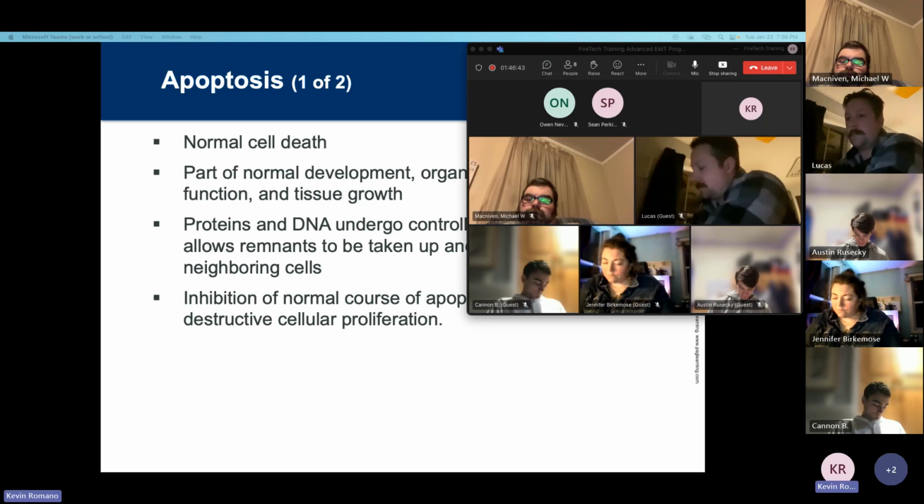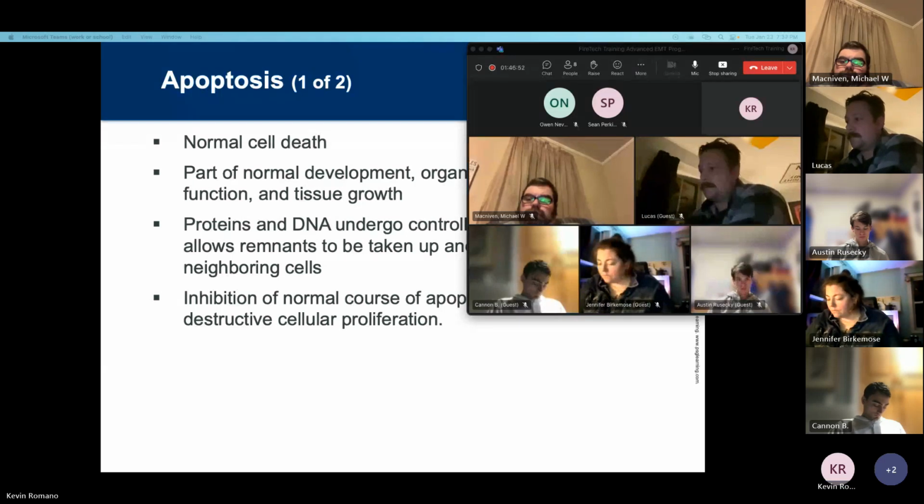Right? So areas that have undergone apoptotic death do not show any evidence of inflammation at all. Let's see what else. This can also be activated prematurely by a pathogenic factor, such as cell injury, or the inhibition of the normal course of apoptosis, which allows destructive cellular proliferation.